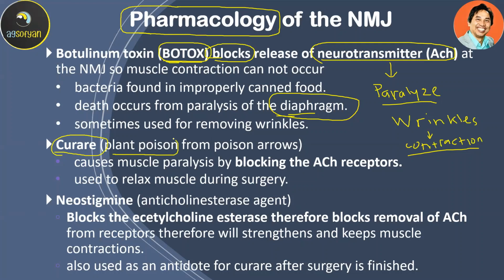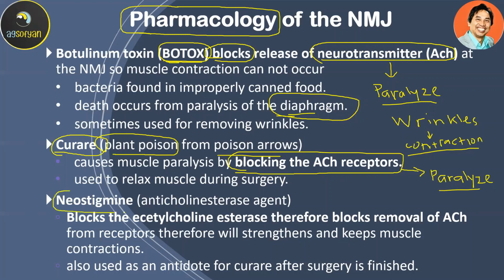There is another chemical called curare, and this curare actually comes from a plant. It is a plant poison, from poison arrows. It will block the acetylcholine receptor. So maybe acetylcholine will be released by the motor neuron, but the receptor is blocked by the curare. And what's the result? It's the same as the Botox: paralysis, because sodium will not enter the cell, and at the end the calcium will not be released from the SR. There will be no contraction, paralyzed.